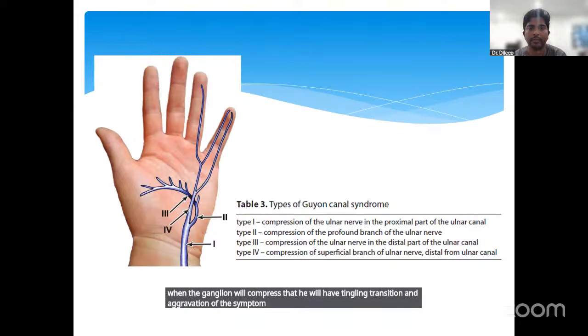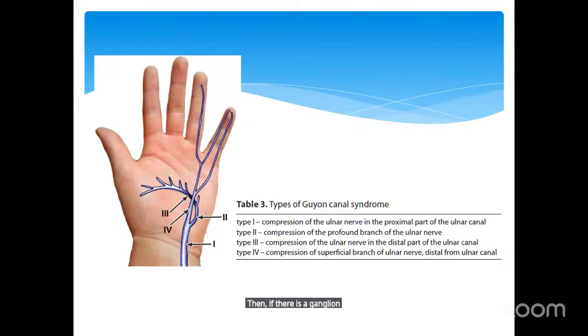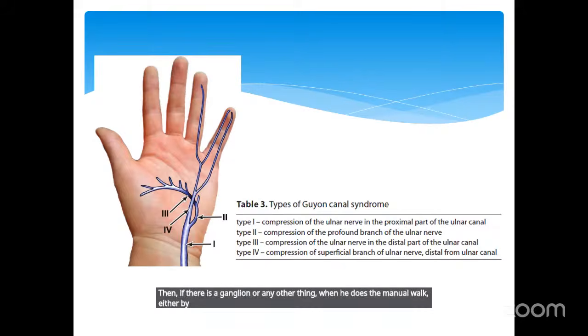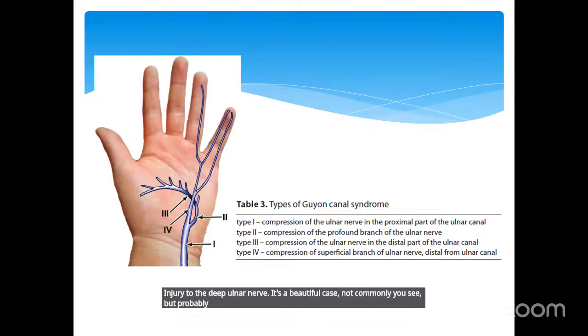Okay, so probably that is another important point. If it is a compressive pathology, such as a ganglion or any other lesion, when he does manual work or holds any hard object, there will be pain. Specifically, people who do those sorts of things are more vulnerable to injury to the deep ulnar nerve. It's a beautiful case, not commonly seen. But the clinical clue and etiological confirmation either by ultrasound or by MRI can help you.